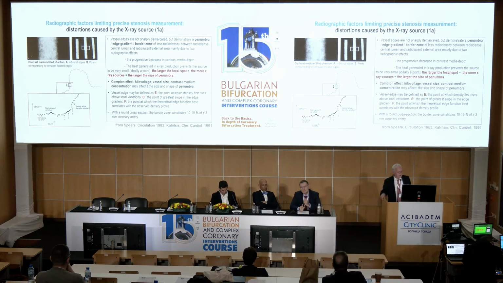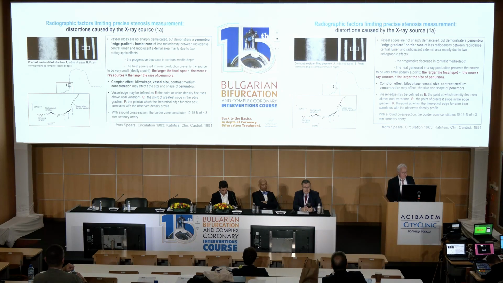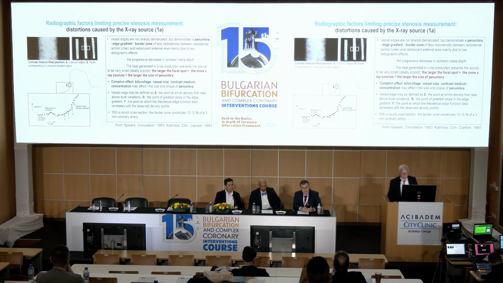At the right, you have this curve crossing the vessel from one border to the other border, and you can exactly see what I said. Here you have a lot of contrast, a larger diameter. Here, only a few contrast. And this is increasing in this picture. What is used today for QCA is there: S, which is the point of greatest slope in the edge gradient.